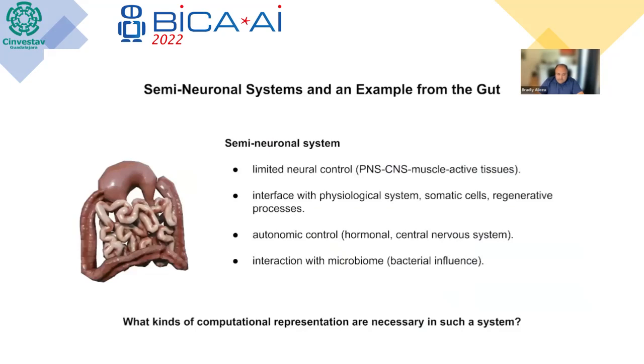So we picked an example for the paper that we've presented to the conference. And this is the gut. This is an example of a human digestive system, the gut, and some other features. It's a very complex system topologically, but it has a number of interesting features.